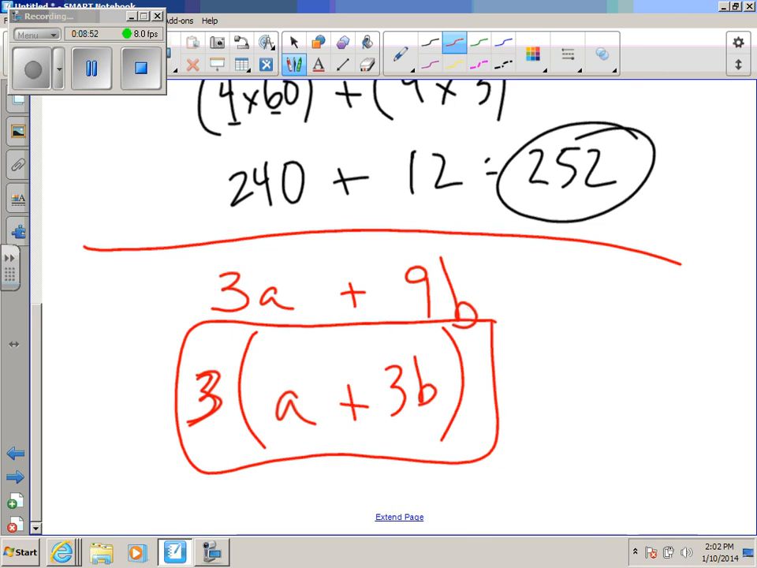How do you check it? Do the work. Go back and do the work. Is 3 times a 3a? And is 3 times 3b 9b? And the signs match up with positive and negative? Okay, good. Any questions?